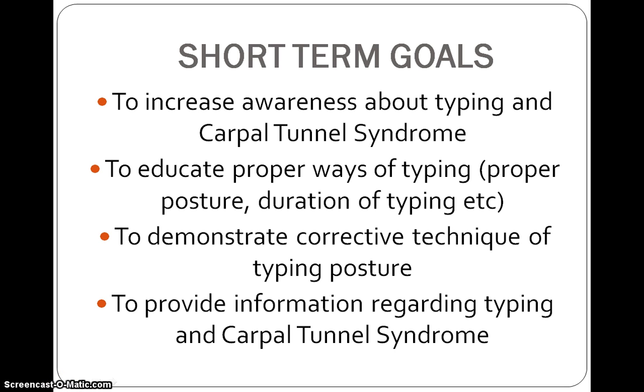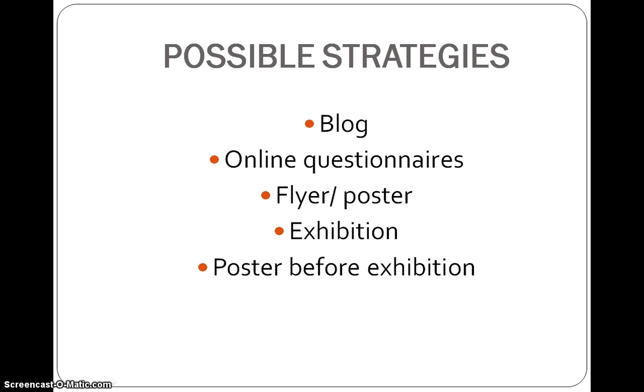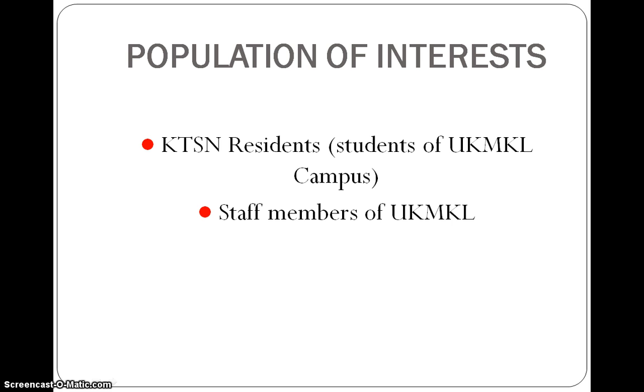The information includes the anatomical structures of the carpal tunnel, the mechanism of how carpal tunnel syndrome can occur, how to diagnose carpal tunnel syndrome, and what the best preventive measure and the needed treatment for carpal tunnel syndrome are. The possible strategies are through blog, online questionnaires, flyer or poster, exhibition, and poster before exhibition. The population of interest are KTSN residents, who are the students of UKMKL campus, and staff members of UKMKL.